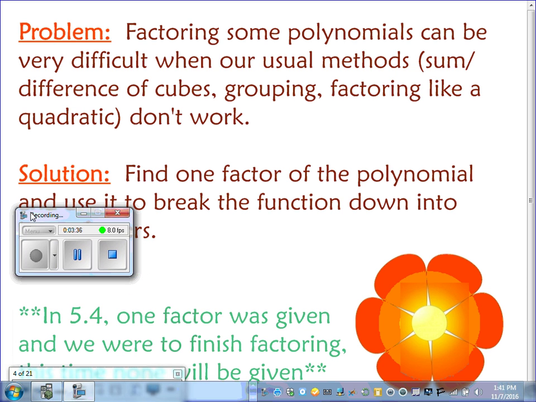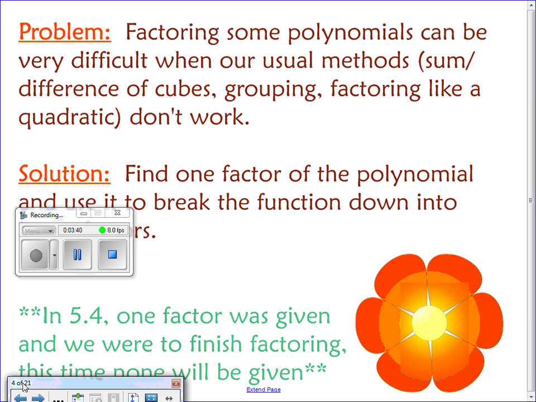So in 5.4, we just talked about this a little bit. Move my stuff out of the way. 1 factor was usually given. I asked you to finish factoring, right? That was your homework that you just turned in to me today. It's that same idea. Today, nothing's going to be given to you. Here's the problem. Find all the answers.